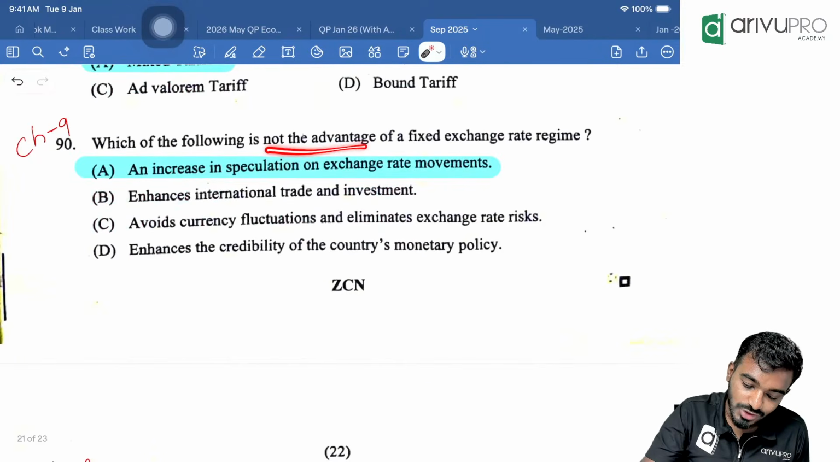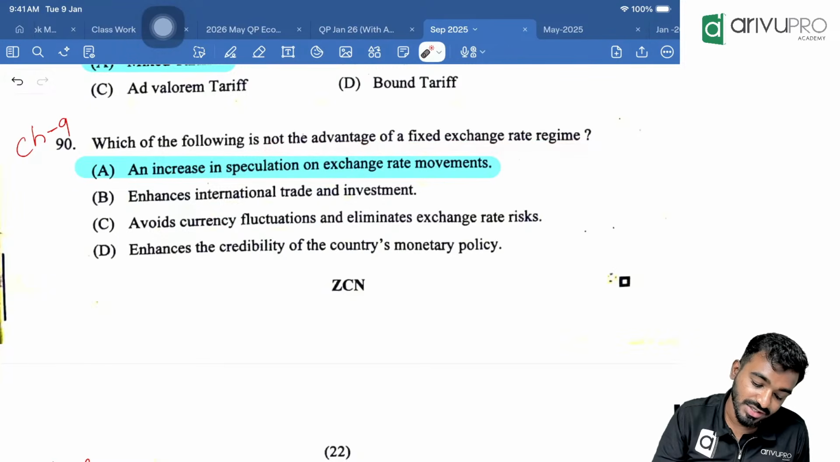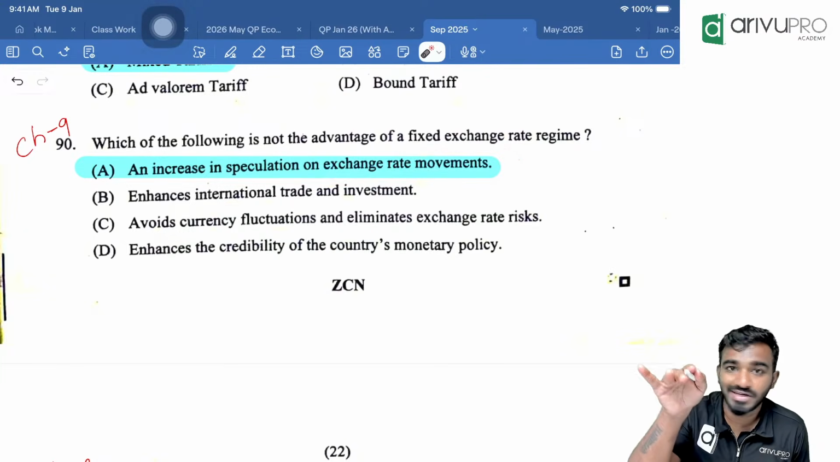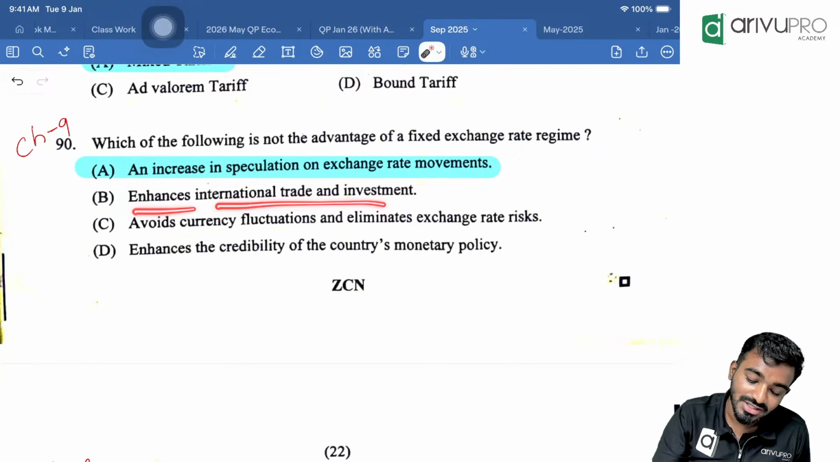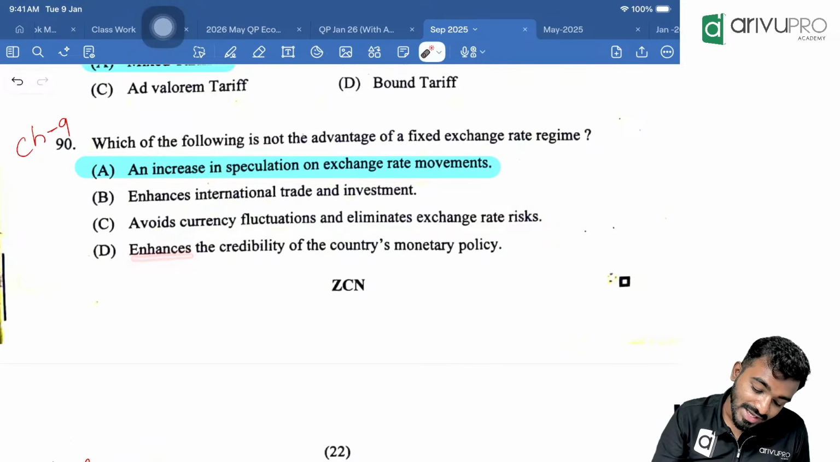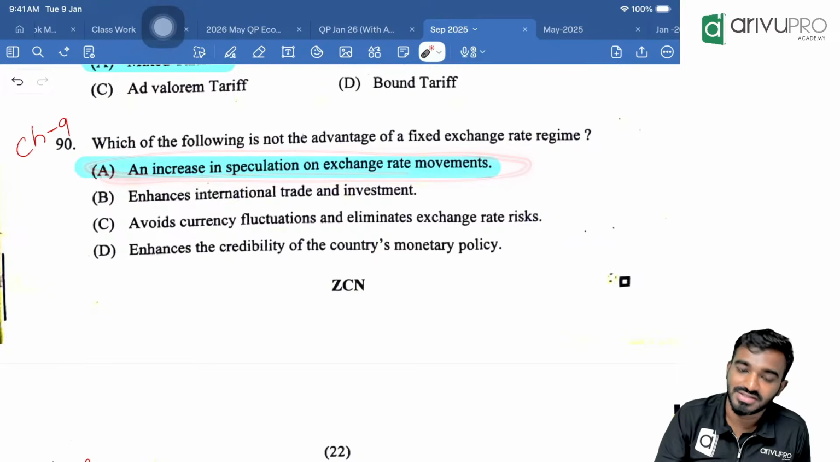Which of the following is not an advantage of the fixed exchange rate regime? An increase in the speculation on the exchange rate movement. Hello boss, there is no speculation at all. Government has fixed it once. Until the government changes it, it will not change at all. Enhances international trade and investment. Yes, fixed exchange rate will enhance it because it will have stability. Avoids currency fluctuation, yes. Eliminates exchange rate risk, yes. Enhances the credibility of a country's monetary policy, yes. But this is not true. This is false.